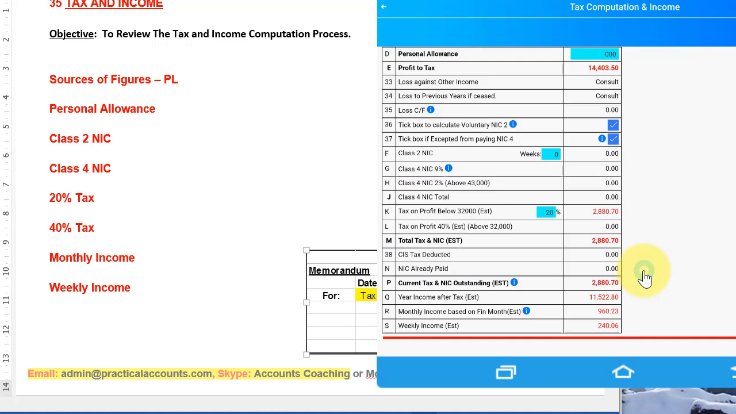Now, most self-employed people have got to take out money on a weekly, monthly, or perhaps annual basis. So we have got estimated computations here, and we are saying that based on a profit of 14,400 and a tax of 2880, the annual income should be 11,522. Now we divide that by 12, which gives us 960 pounds. So on a monthly basis, it's 960 pounds. And we estimate that the month has 4 weeks, so you should be taking out 240 per week.